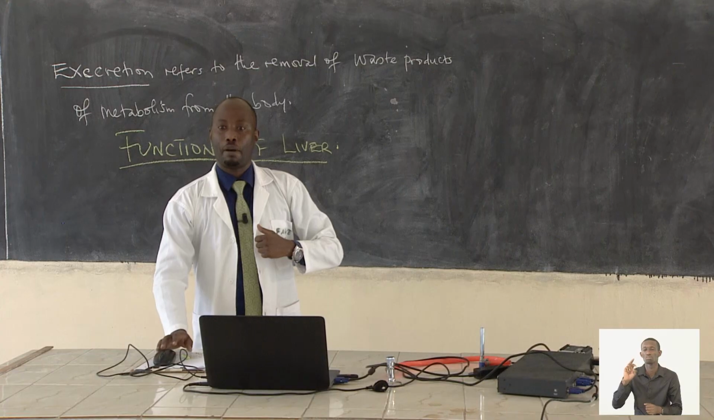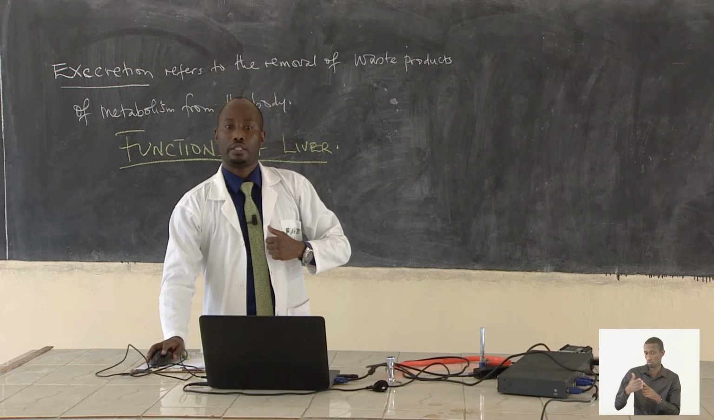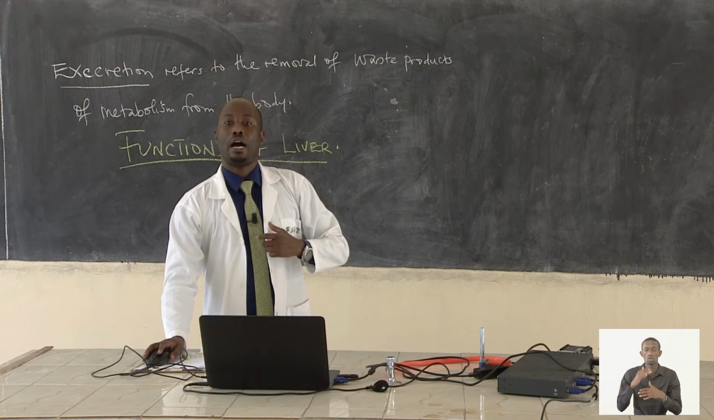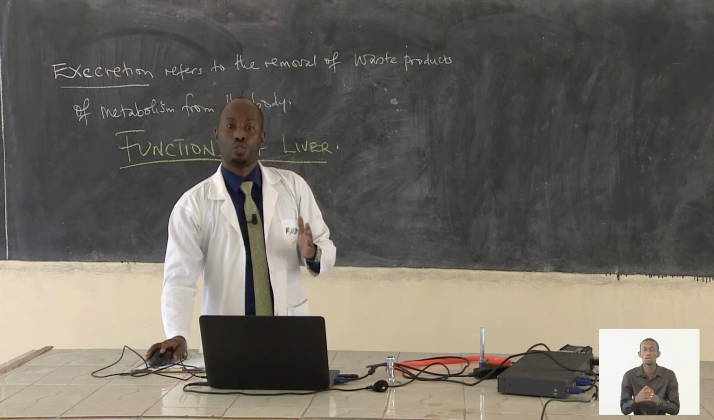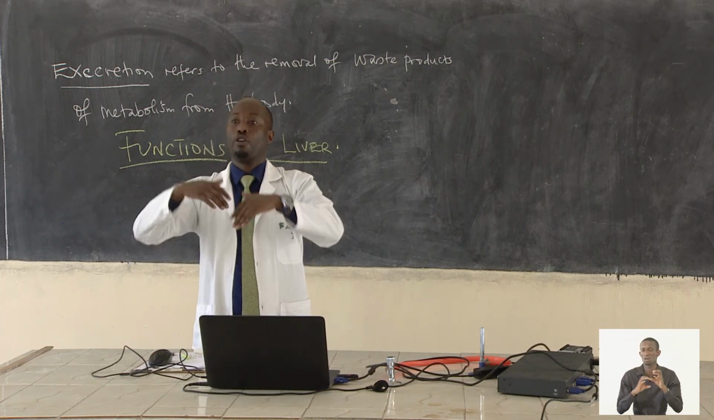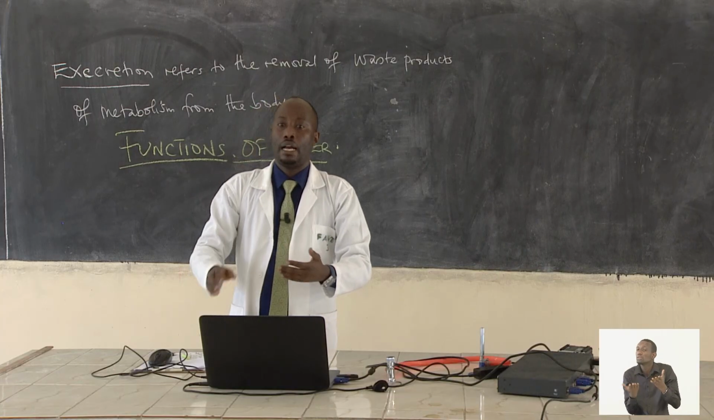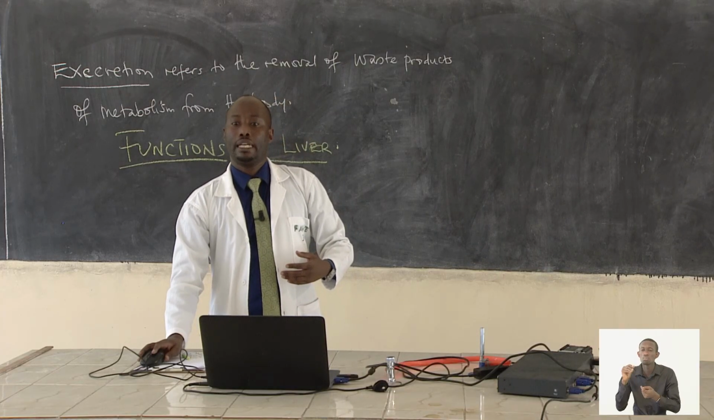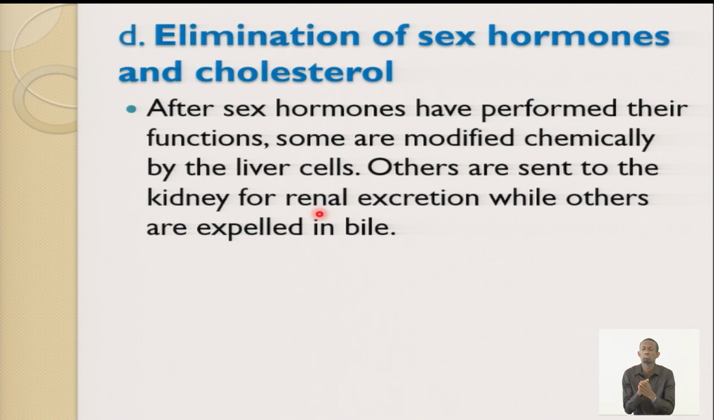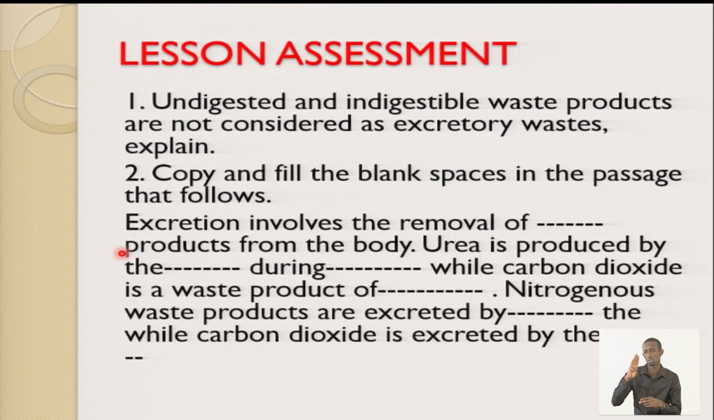After sex hormones have performed their functions, some are modified chemically by the liver. So these sex hormones can just be modified, can just be changed by the liver, and others are sent to the kidney for renal excretion, where others are expelled in bile. So those that are not used by the body are going to be removed from the body as a waste product. That is what we are talking about, what you call excretion.